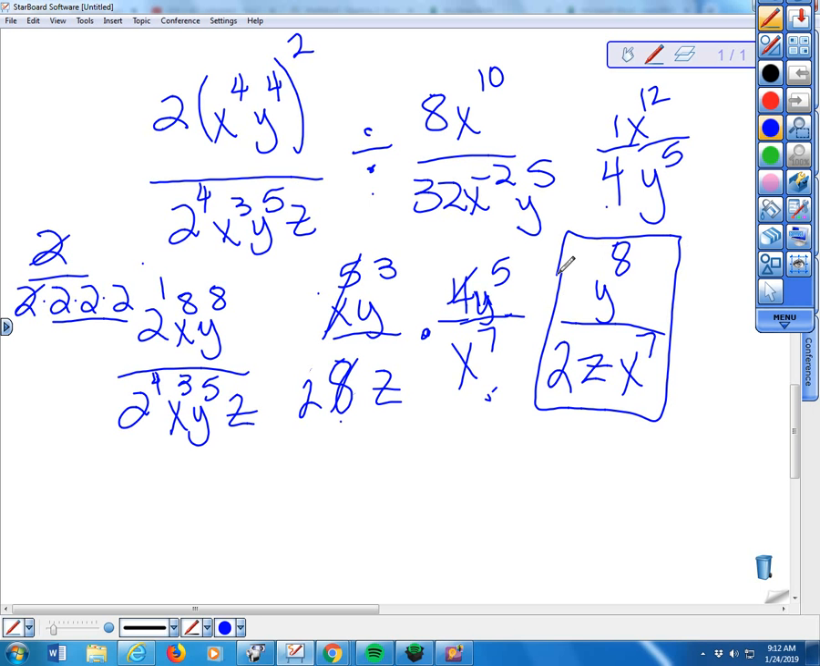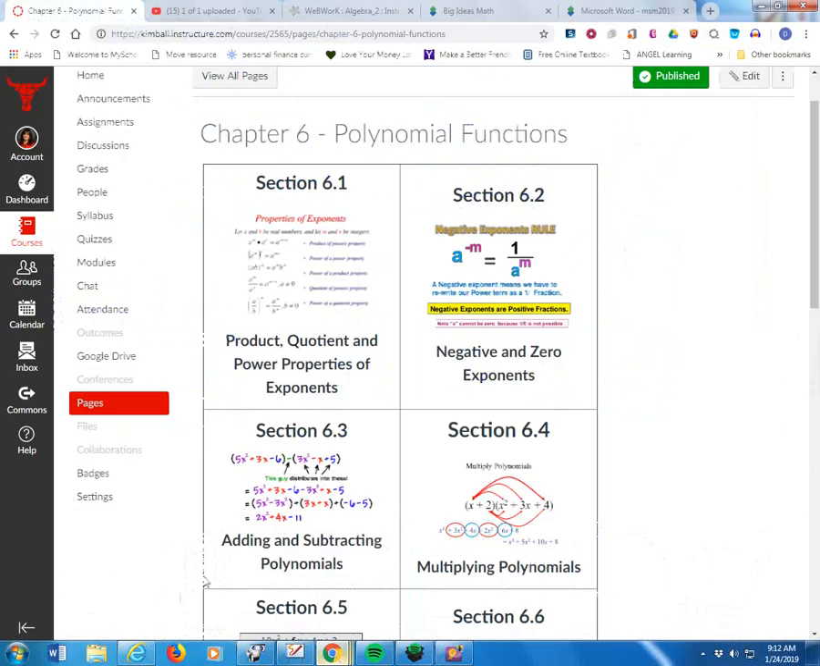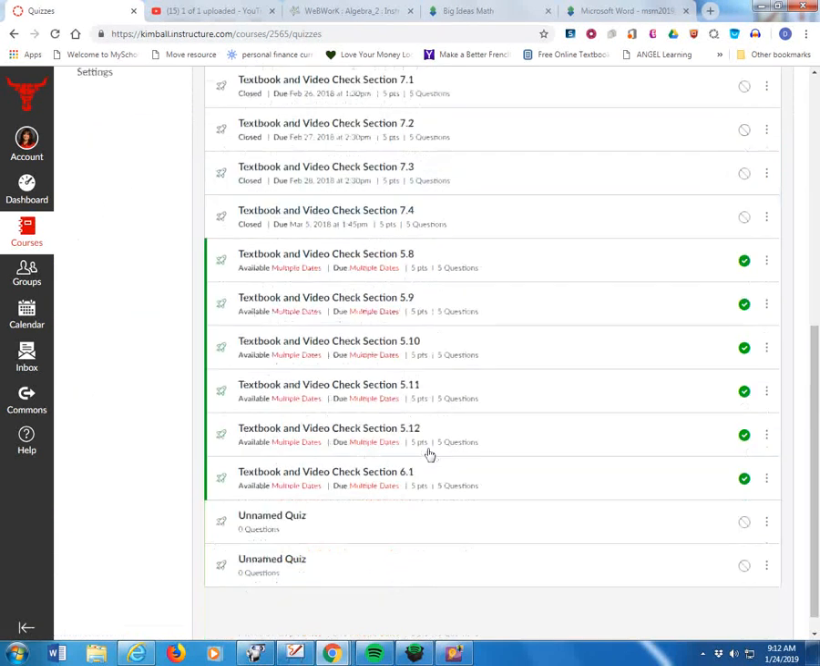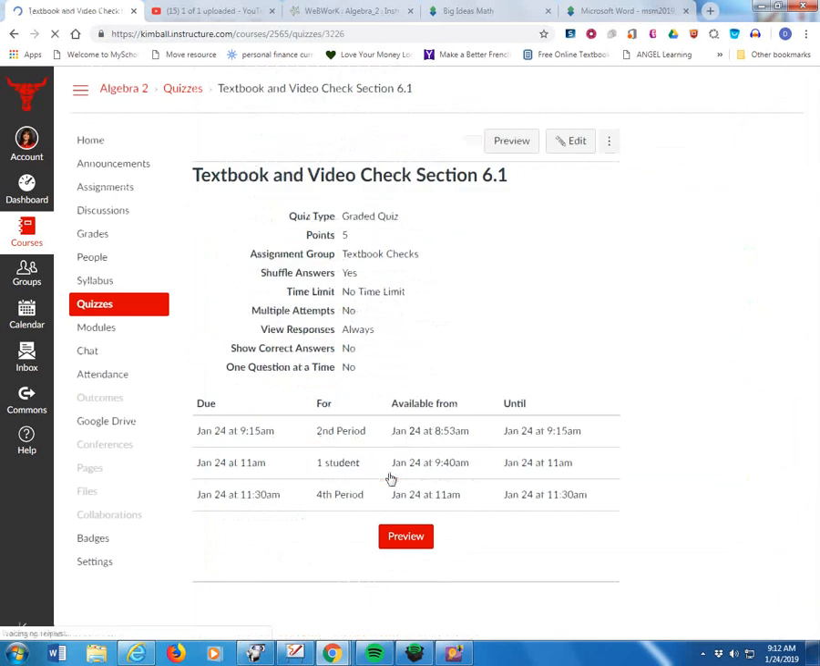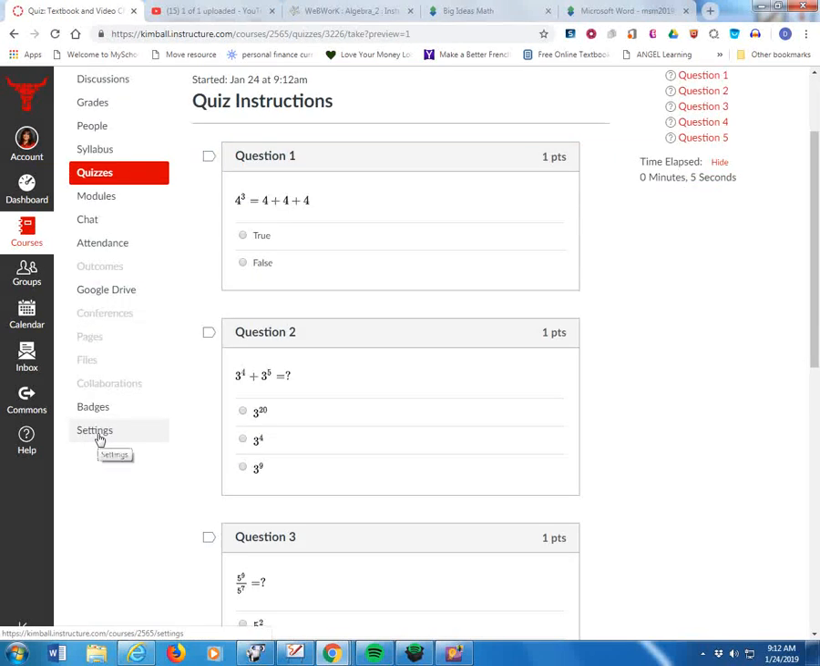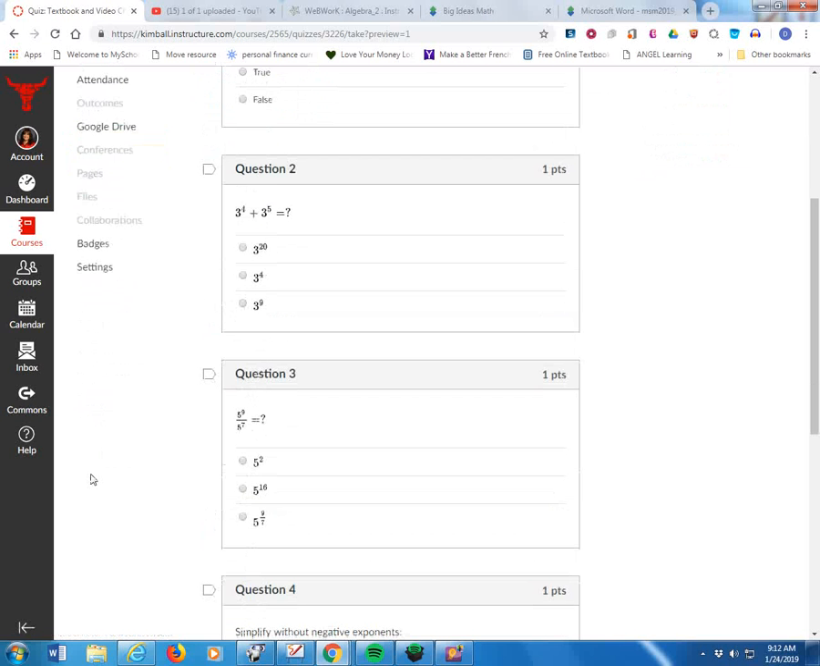Okay, so let's look at the textbook check. Four cubed is 4 plus 4 plus 4. False. It's 4 times 4 times 4. Question 2. 3 to the 4th plus 3 to the 5th. 3 to the 9th. Well, 3 to the 4th times 3 to the 5th is 3 to the 9th.